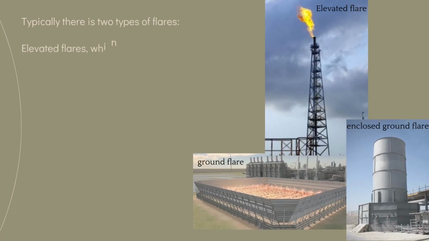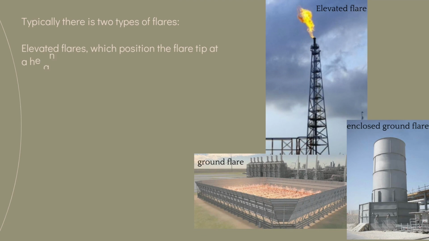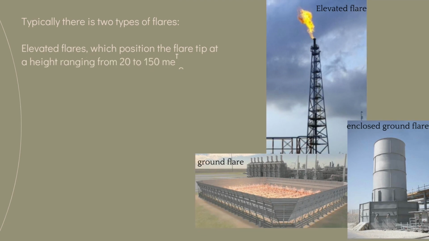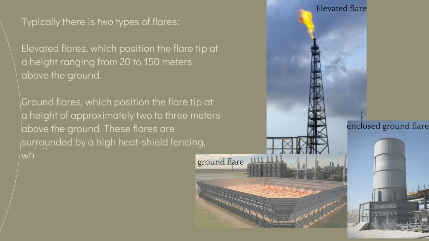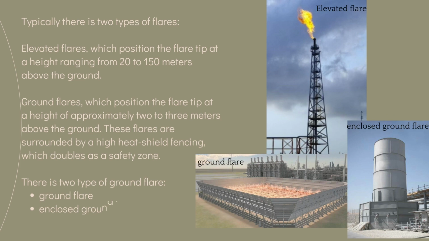Typically, there are two types of flare. Elevated flare, which positions the flare tip at a height ranging from 20 to 150 meters above the ground. Ground flare, which positions the flare tip at a height of approximately 2 or 3 meters above the ground. These flares are surrounded by high heat shield fencing, which doubles as a safety zone. There are two types of ground flare: ground flare and enclosed ground flare.